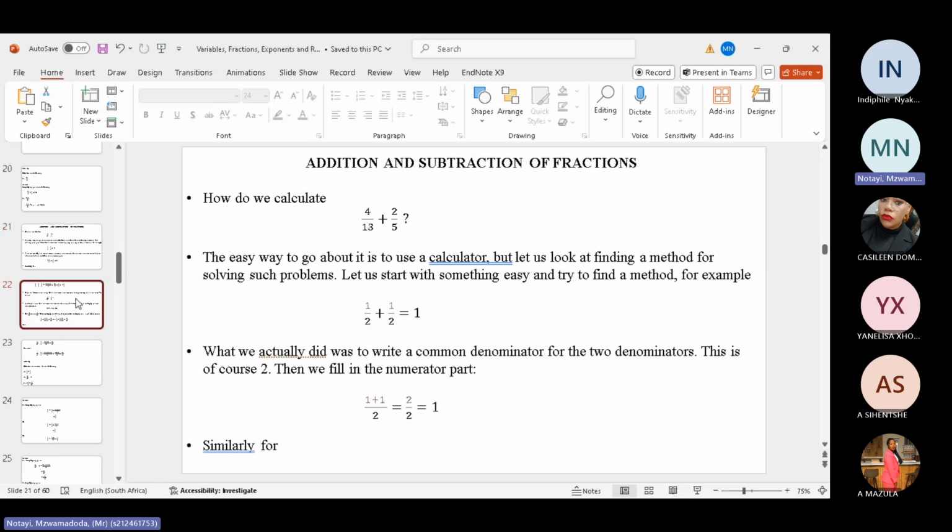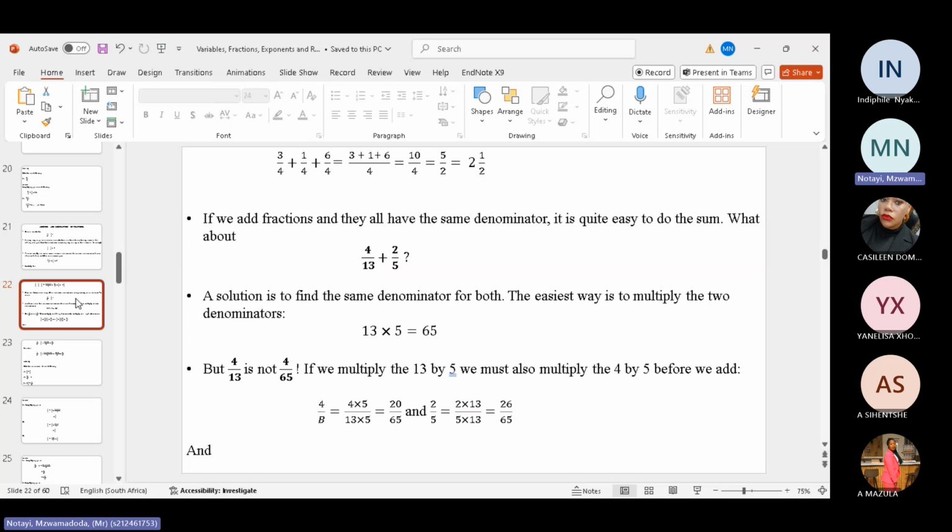Okay, so let's look at other fractions as well. So if we have 3 over 4 plus 1 over 4 plus 6 over 4, you see that there is a common denominator between the three fractions. The common denominator is 4. So you write that one down, under the division sign, and then we go to the first fraction. You ask how many 4's in 4. That there will be 1, and then 1 times 3, that is the numerator, you get 3.